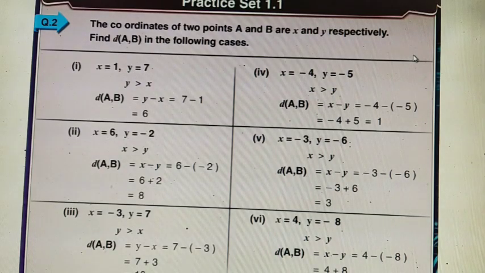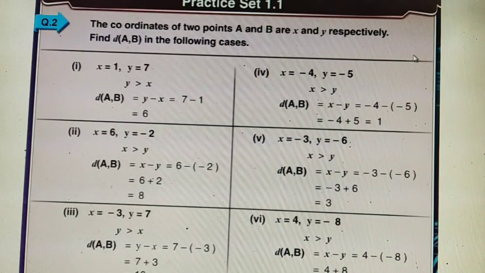Second, x is equal to 6 and y is equal to minus 2. x is greater than y. Therefore distance of A and B is equal to x minus y is equal to 6 minus of minus 2 is equal to 6 plus 2 is equal to 8. Third, x is equal to minus 3, y is equal to 7. Here y is greater than x. Therefore distance between A and B is equal to y minus x is equal to 7 minus of minus 3, which is 7 plus 3 is equal to 10.